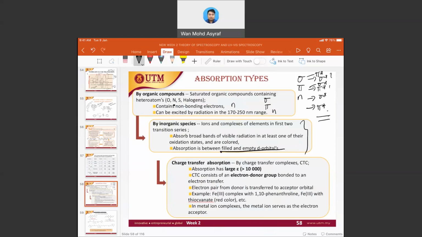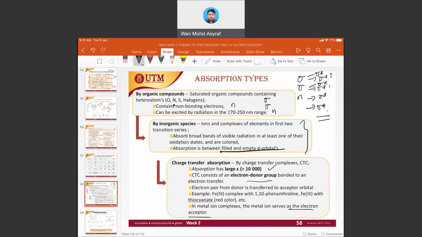There is also another one, which is charge transfer absorption. The absorption is by large complexes. This absorption has a very large molar absorptivity, more than 10,000. So a charge transfer complex consists of an electron donor group bonded to an electron acceptor. For example, iron(III) complex with 1,10-phenanthroline, and iron(III) with thiocyanate, which is red in color. These are examples of charge transfer absorption. Basically, all of these are metal ion complexes, and the metal ion serves as an electron acceptor.